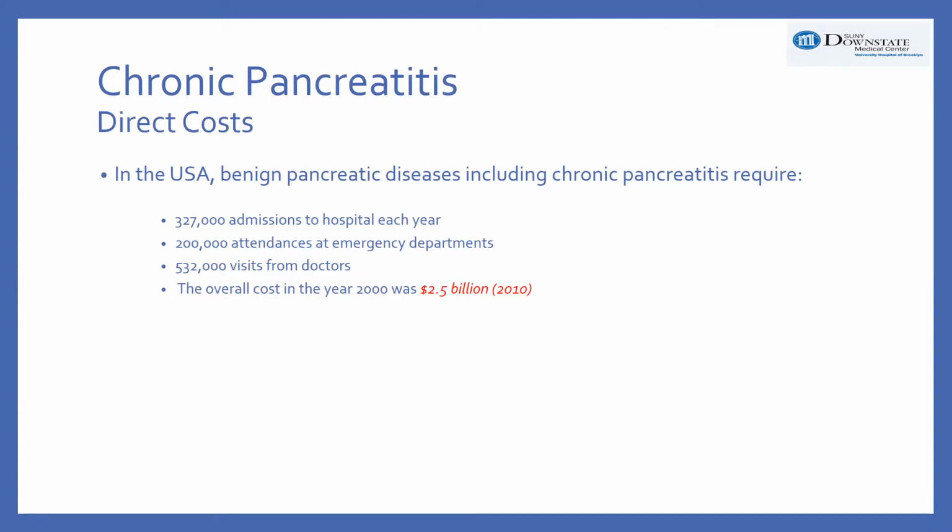This is a slide, and the numbers here are from 2010. The overall direct cost due to treatment of chronic pancreatitis in the U.S. in 2010 was $2.5 billion. The reason I like this slide is that it actually shows the breakdown: 327,000 admissions to the hospital, 200,000 attendances at the emergency departments, and 532,000 visits to doctors. So that accounted in 2010 for $205 billion.